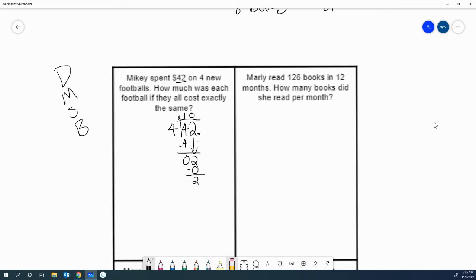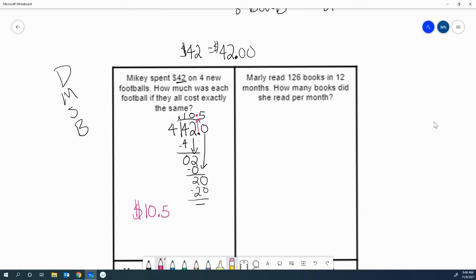So I'm going to add a decimal and a 0 and bring it down. Remember, I can add a 0 because the number 42 is exactly the same as 42.0. This is like money. $42 is exactly the same as $42.00. So I can add as many zeros as I want to as long as I place that decimal point. All right, so let's bring down that 0. 20 divided by 4, I know that is 5. 5 times 4 is 20. And there we go. Now remember, we have to bring our decimal point straight up from where it is. So my answer is $10.05.